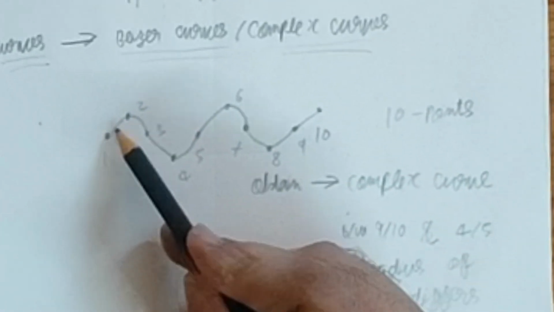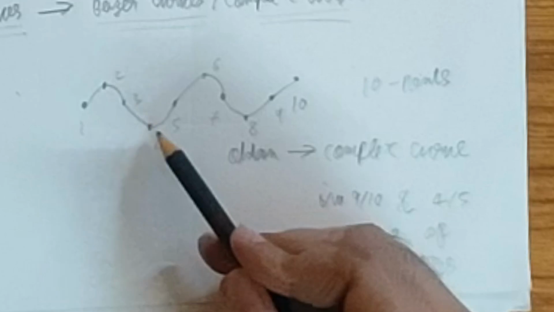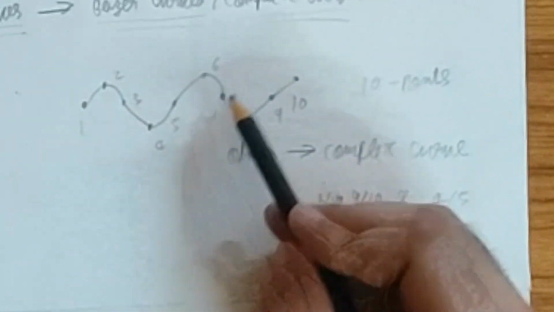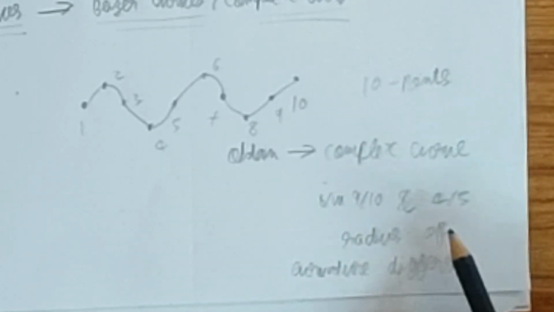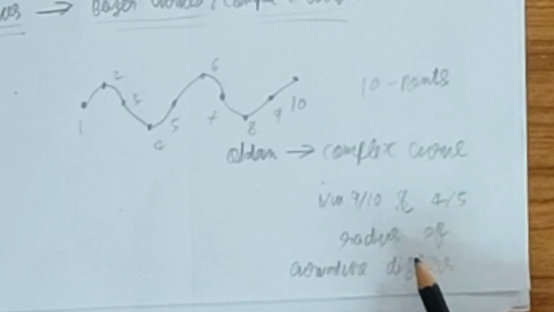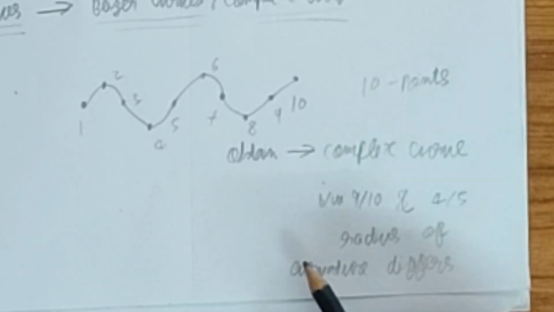So if we have a lot of control points arranged like this, around 10 control points, and if we join them, we'll obtain a complex curve with varying radius of curvatures. So the radius of curvature between control point 9 and 10 and 4 and 5 would differ. So this is a complex Bezier curve.